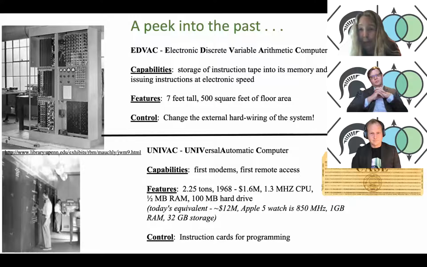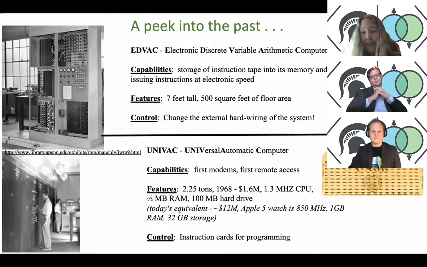It was not quite as large. It was still quite large, 7 feet tall, 500 square feet of area. And again, you had to change the external hardwiring of the system. Fast forward about 15 years or so was a system called the UNIVAC, the Universal Automatic Computer.